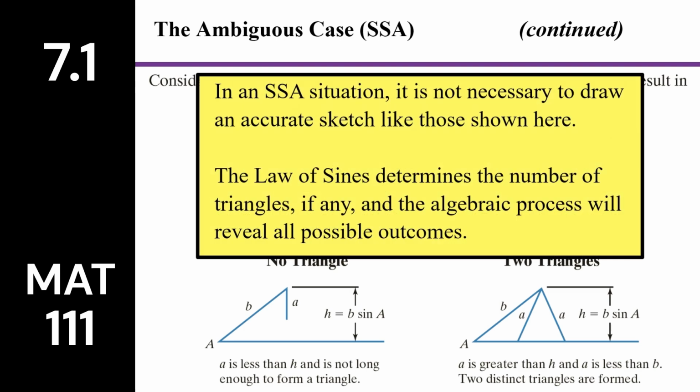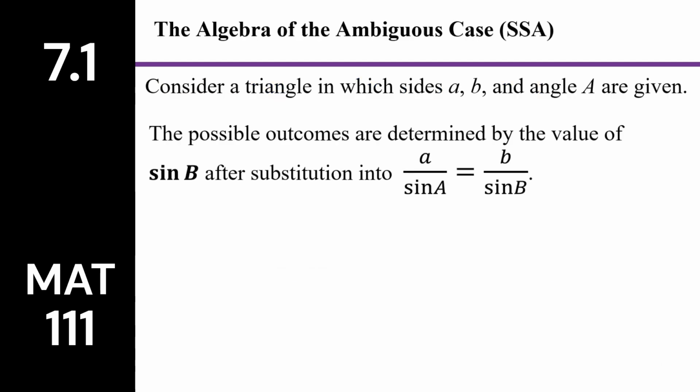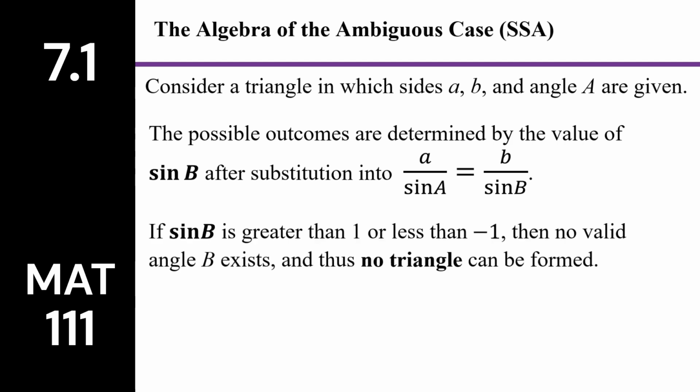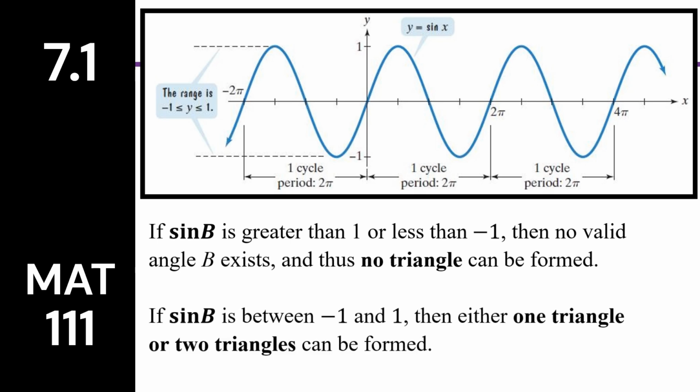The good news is you don't have to think through all these diagrams when you're doing the problem. The law of sines will determine the number of triangles, and the algebraic process will reveal all the possible outcomes. Any possible outcomes will be determined by the sine of B. If the sine of B is greater than 1 or less than -1, that's impossible, so no triangle will be formed. Recall the graph of the sine oscillates to a maximum height of 1 and to a minimum of -1. Furthermore, if the sine of B is between -1 and 1, that's a legal value for the sine, so that will lead to either one triangle or two triangles.